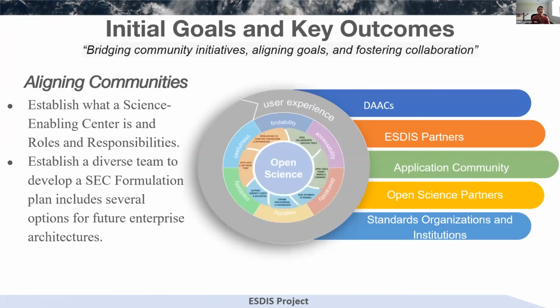Next slide. One of the main questions I get asked when talking about science enabling centers is, how is this different than what NASA is already doing with the DACs? Well, not too much, but as of late, the tagline, bridging community initiatives, aligning goals, and fostering collaboration has been my favorite broad description. So what does that actually mean? We recognize that in the past, DACs have developed a really strong relationship with their user communities. They foster collaboration, creating requirements for new services and addressing those community needs.